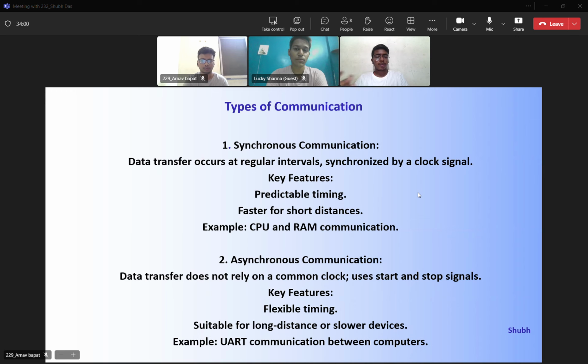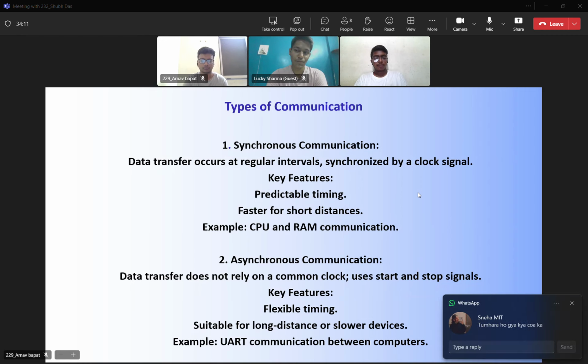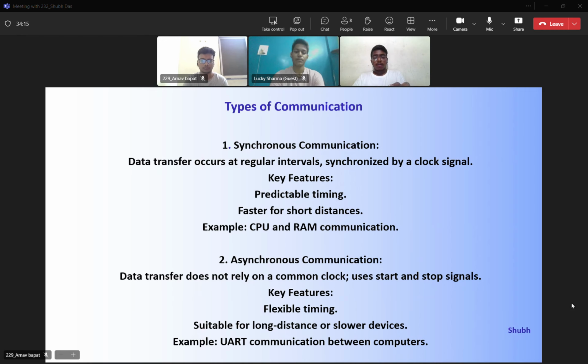Let's talk about this more. Synchronous communication. First, let's talk about synchronous communication. In this type, all components involved in the data transfer are synchronized by a shared clock signal. For example, imagine a relay race where runners pass the baton to the next person at intervals marked by a timer. Similarly, in synchronous communication, data is transferred at predictable intervals.